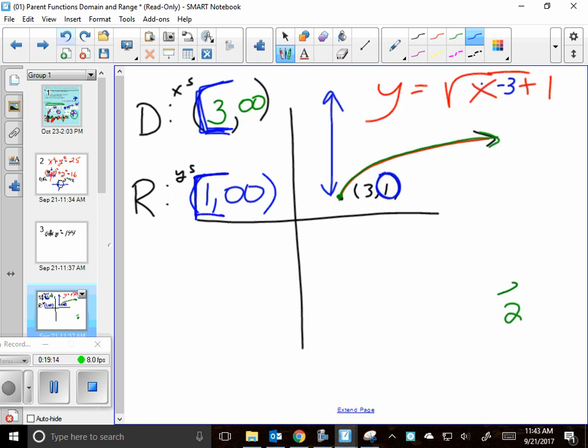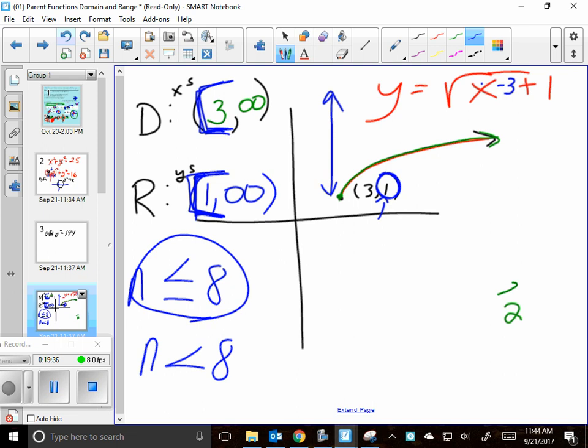Brackets on the 1 because it does get to 1. It touches 1. So I know some of this is going to bother some of you, but that's like the difference between less than or equal to or just less than. If I say some number has to be less than or equal to 8 versus some number has to be less than 8, do you get that this one can touch 8 and this one can't? It's like that. You're saying that with these brackets. With a bracket, you're saying it can touch 3, and then it goes up from there. And this can touch 1, and it goes up from there. That make sense? All right.